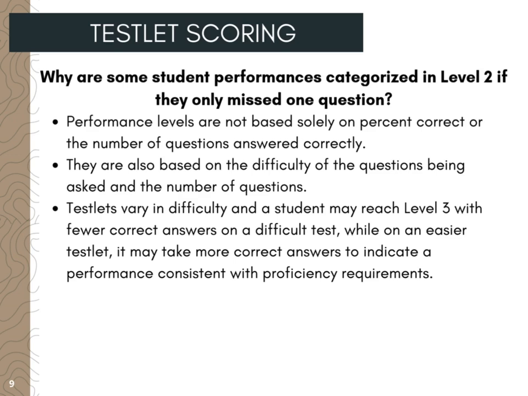Short assessments magnify the impact of individual items. Some items assess more complex skills, which provide stronger evidence of proficiency. A student may reach level 3 with fewer correct answers on a difficult testlet, but need more correct answers on an easier one. This isn't a penalty. It's the system ensuring that level 3 means the same thing across all testlets.